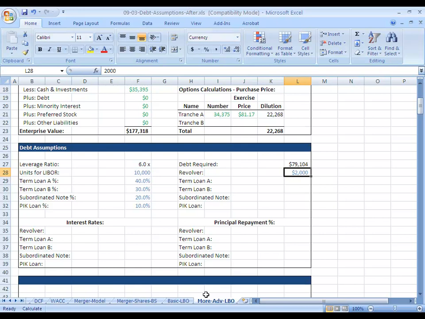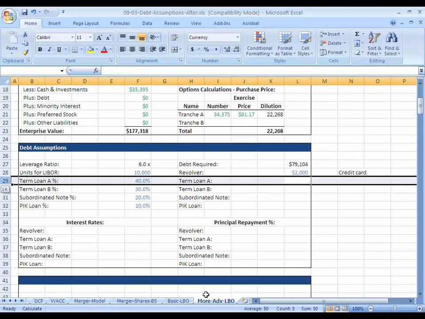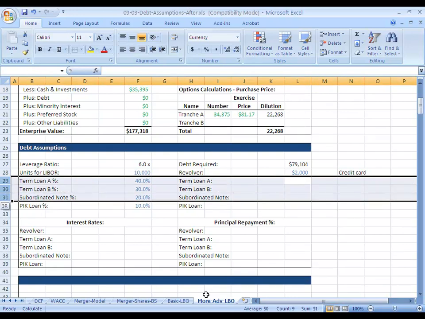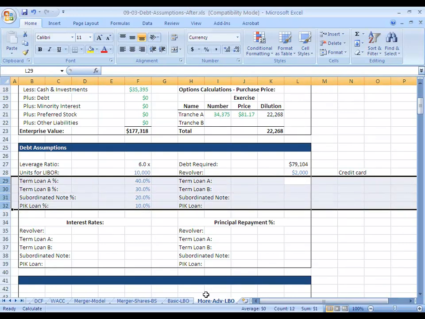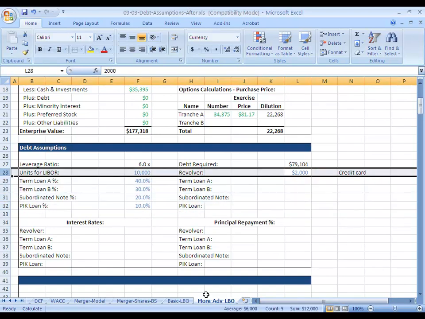Now, what does the revolver do? How is it different from these other types of debt? Why am I listing it separately here? The revolver is sort of like a credit card for a company. So if you take out a loan to go to college or to buy a car or to buy a house, that's more like term loan A, term loan B, and even some of the more risky types of debt, because you're going to have it over an extended time period, you have interest on it, you pay it off over time. A revolver, by contrast, is more for short-term purchases, short-term shortfalls in cash.